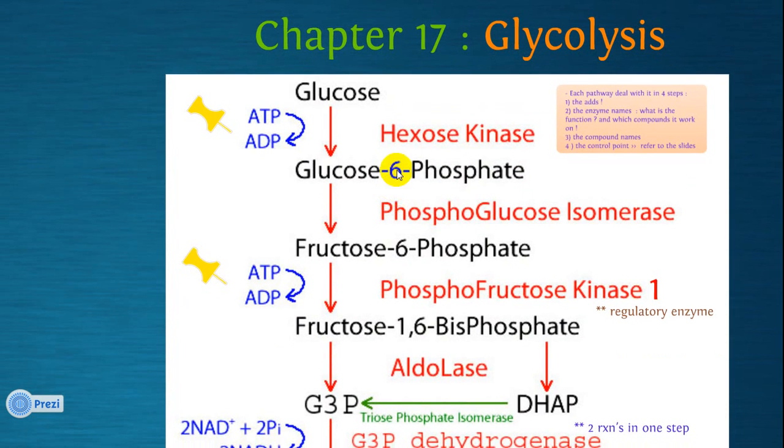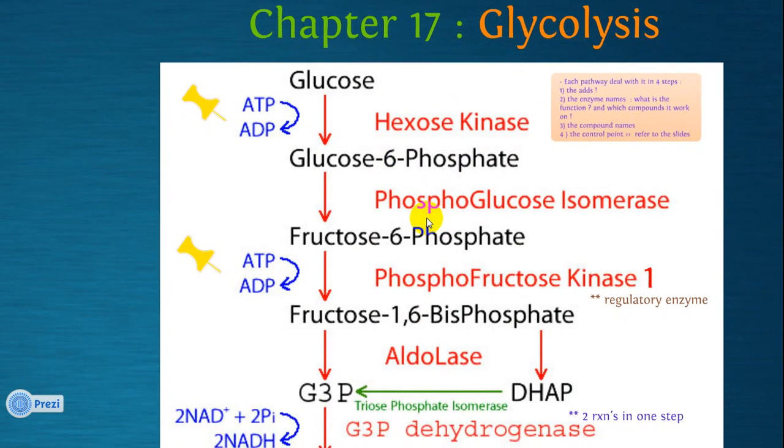Let's see the second reaction. Glucose 6-phosphate, we have an enzyme called phosphoglucose isomerase. Remember that I said isomerase is an enzyme that will do an isomerization process. It will change the place of the functional group. So we will have glucose here and we'll have fructose here.